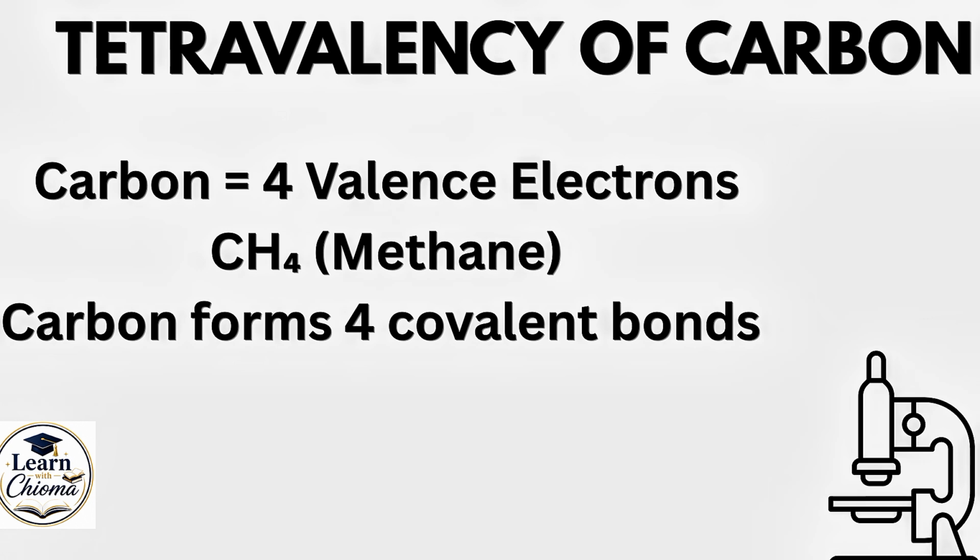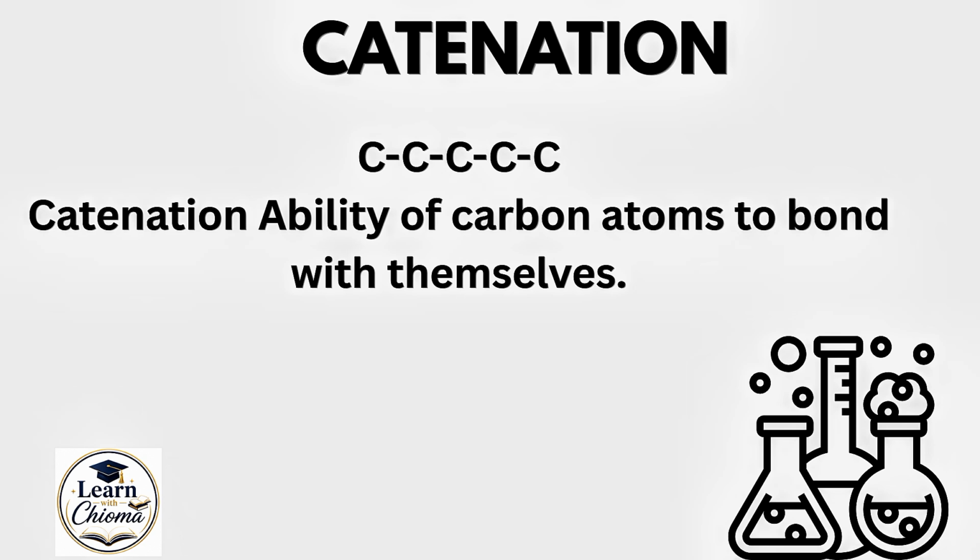So far, we've learned what organic chemistry is, why it's important, and why carbon is the foundation of this branch of chemistry. Next, let's explain another fascinating property of carbon. Another important property of carbon is catenation. Catenation is the ability of carbon atoms to bond with one another to form long chains, branched chains, and ring structures. Carbon does this exceptionally well because carbon-carbon bonds are strong and stable. This unique property is one of the main reasons why millions of organic compounds exist today.